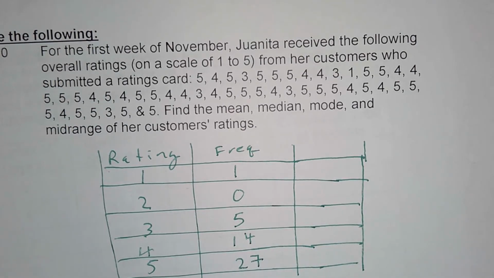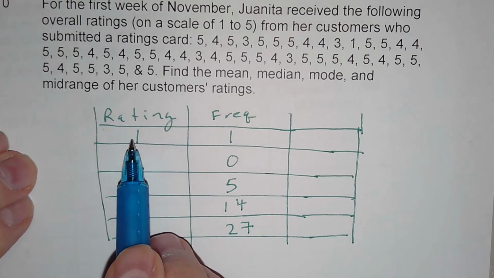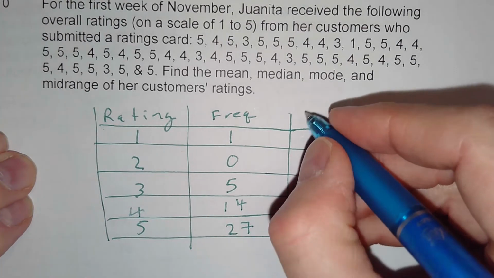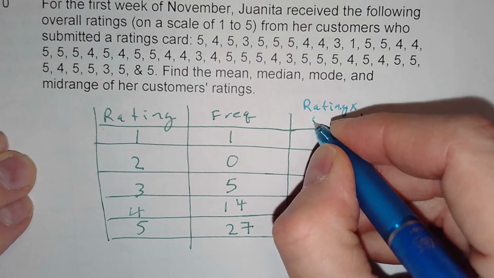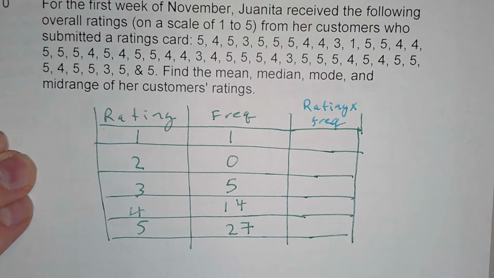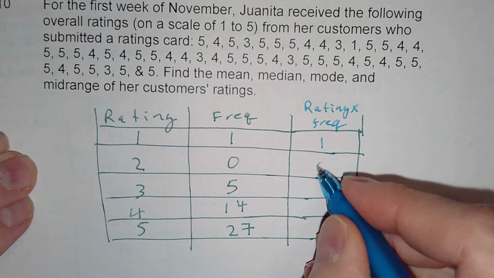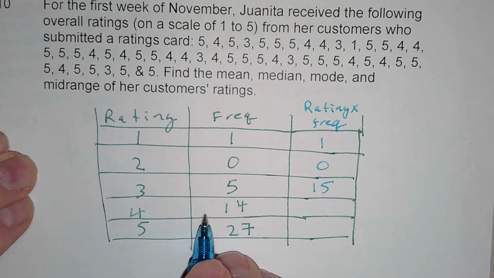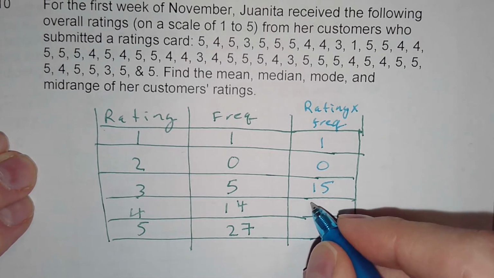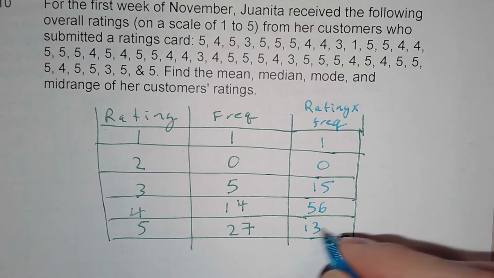Now here's where a weighted mean can be really beneficial. What I can do is take my rating times frequency. So 1 times 1 is 1. 2 times 0 is 0. 3 times 5 is 15. 4 times 14 is 56. And then 5 times 27 is 135.